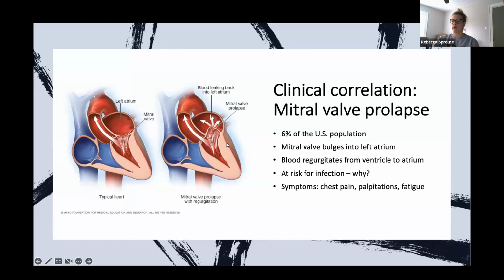Symptoms of mitral valve prolapse: chest pain, palpitations, fatigue. They can fix this, they can replace that valve. But that would be a good clinical correlation on a problem with not only the valve, but also the chordae tendineae that are kind of controlling the tension on that valve.